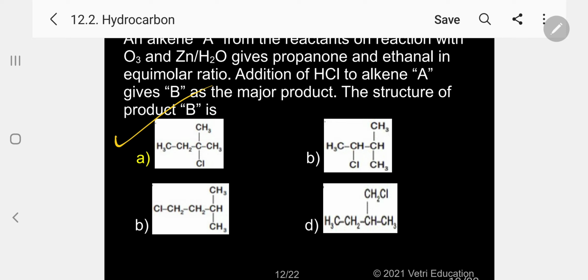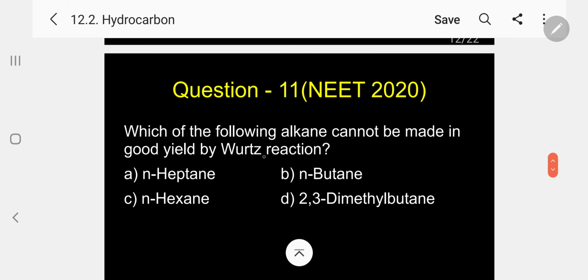So now the numbering is 1, this is 2, this is 3, this is 4. According to IUPAC, this is 2-chloro-2-methyl butane. So this is the correct answer. Please follow. So this is the trick behind this question.